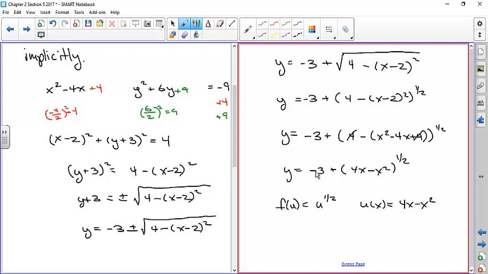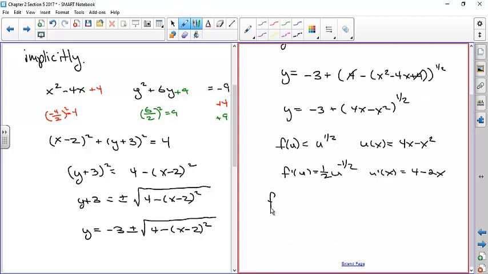I'm not going to worry about that part because I know the derivative of that is 0. So I'm just worried about the second part. So you take the derivative, f prime of u is 1/2 u to the minus 1/2 power. And u prime of x is going to be 4 minus 2x. And then the chain rule says that f prime of x, which is this part right here, is going to be 1/2 u to the minus 1/2 times 4 minus 2x.